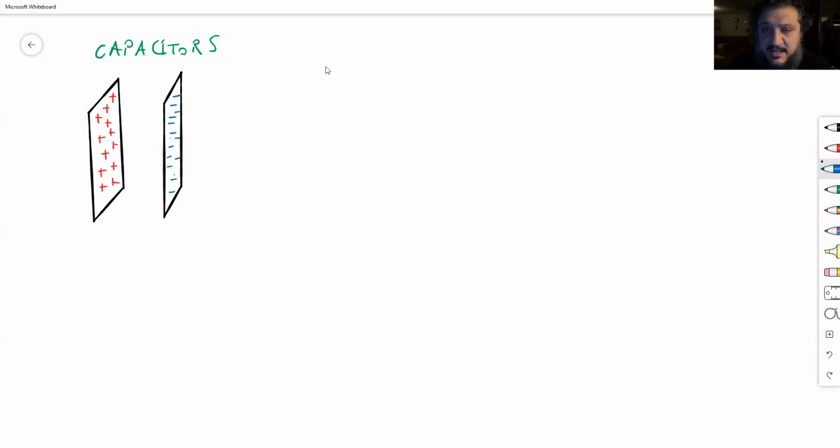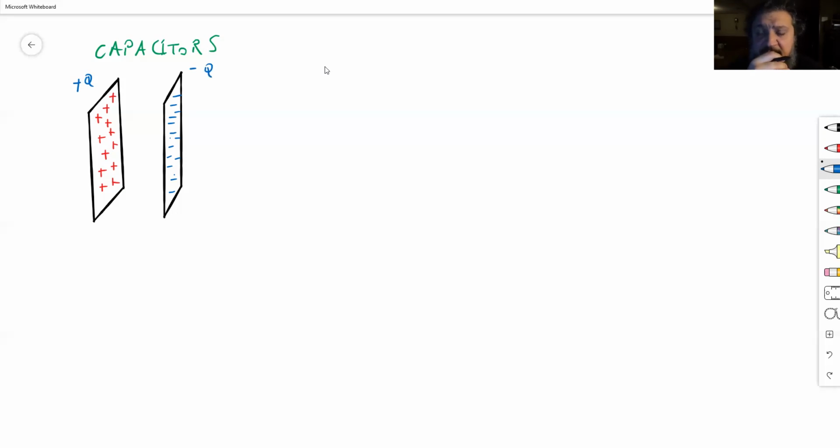As it is in the case of conductors, when you reach equilibrium, you will have an equal number of positive charges on one side and negative charges on the other side. So the amount of charge is the same, and also these are uniformly spread. So let's call this Q and this negative Q.